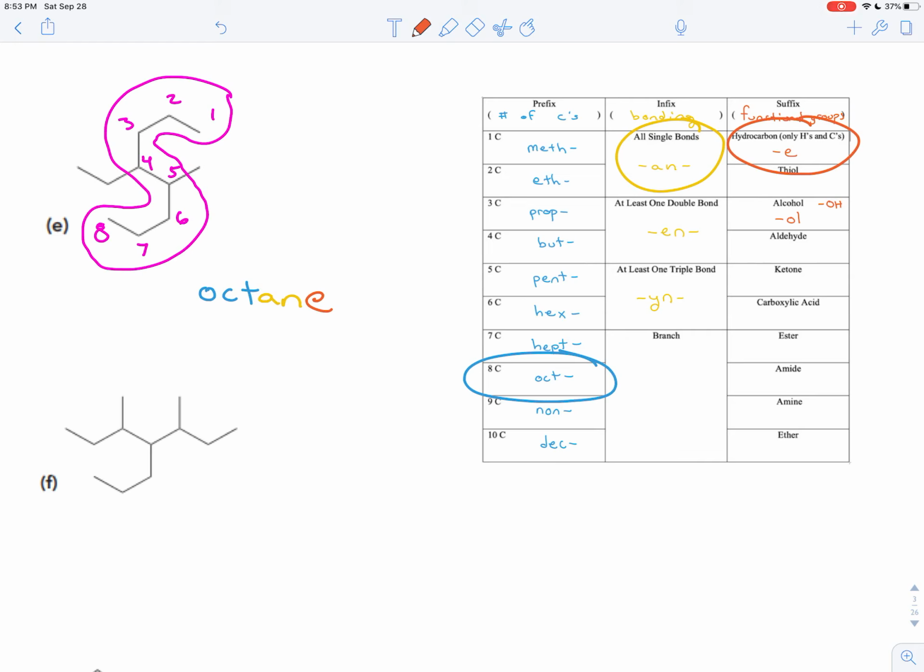Hydrocarbon because we don't see the symbols for any other elements there. We don't see any S's for sulfur, N for nitrogen, O for oxygen, so it's just made of hydrogen and carbon. And the name for that backbone is octane, just the backbone.